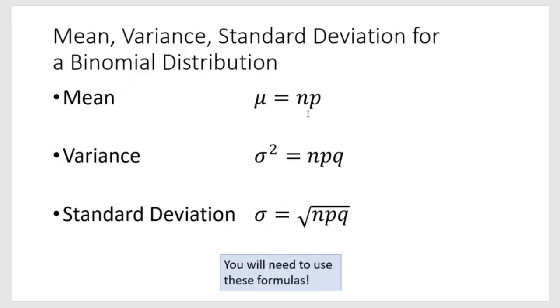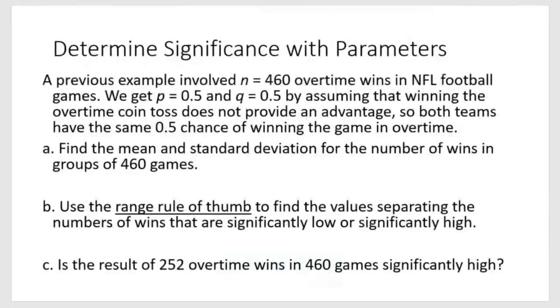N times P is mu. Then you take N times P times Q and you'll get your variance. Then take the square root and you get your standard deviation. So you're going to find your variance and then your standard deviation. And you do need those formulas. Okay, so let's apply that.